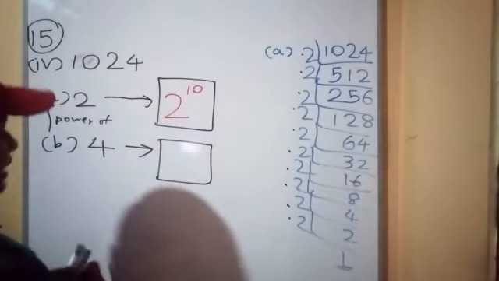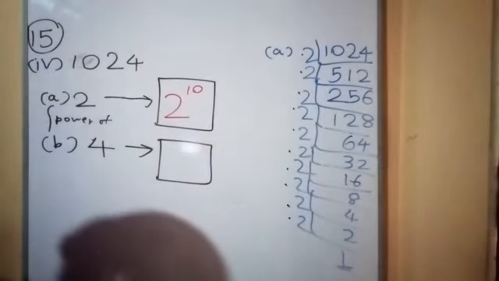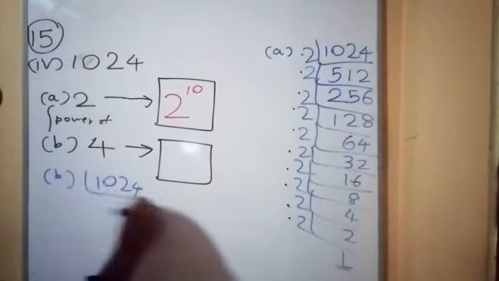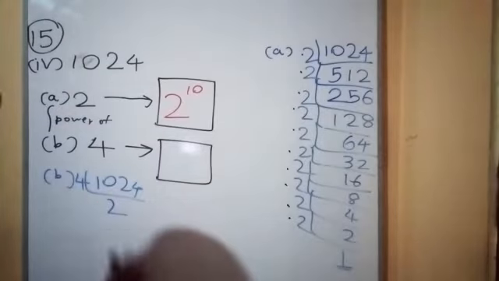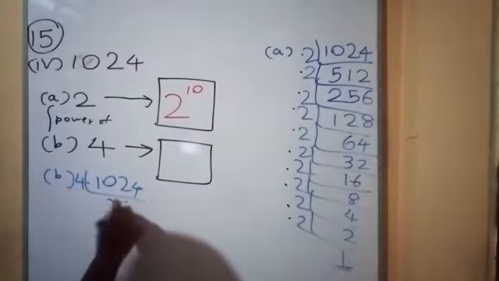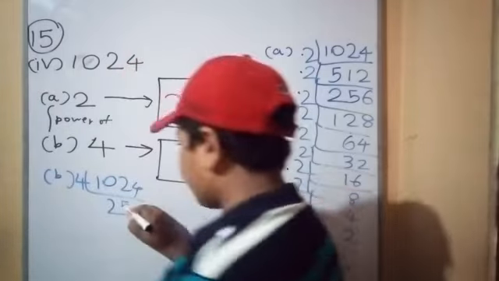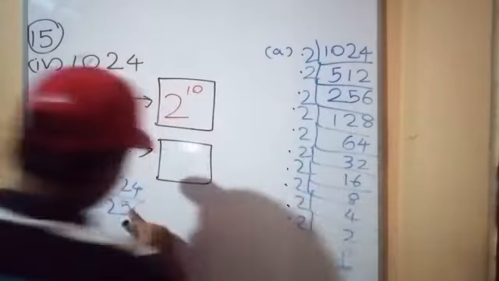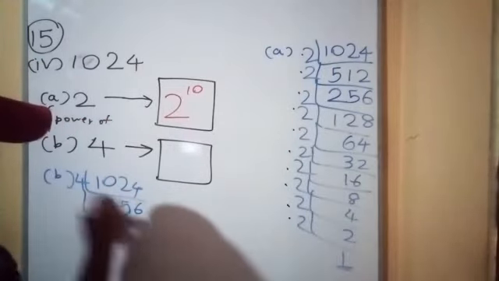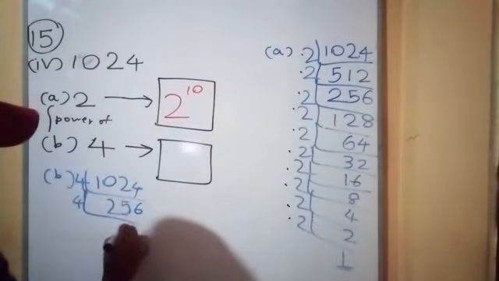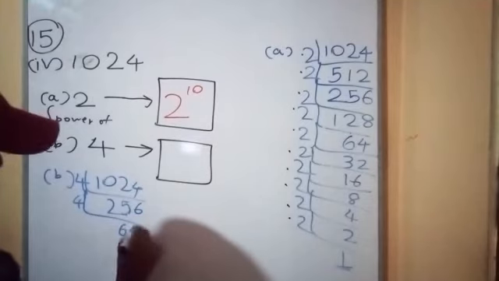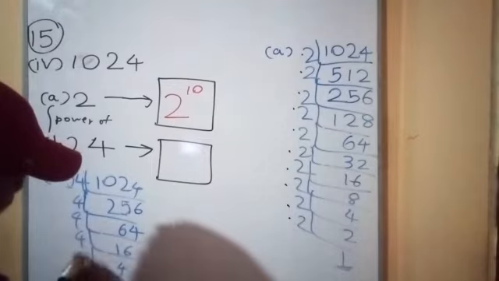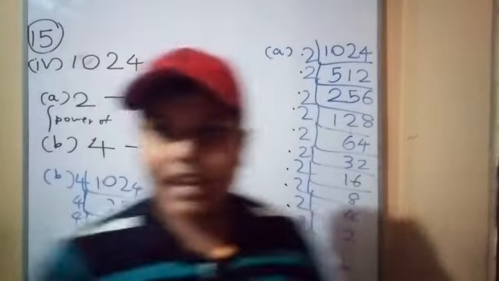And next, B. Now 1024 divided by 4 is 256. 256, again divided by 4 is 64. 64, again by 4 is 16. 16, again by 4 is 4. Again 4 is 1. How many 4's are there?